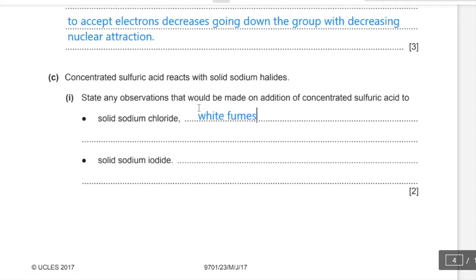And in the second reaction, we have iodine, hydrogen sulfide, sulfur dioxide, and all of those gases. So the appearance you'd observe is of iodine, which appears as purple vapor.